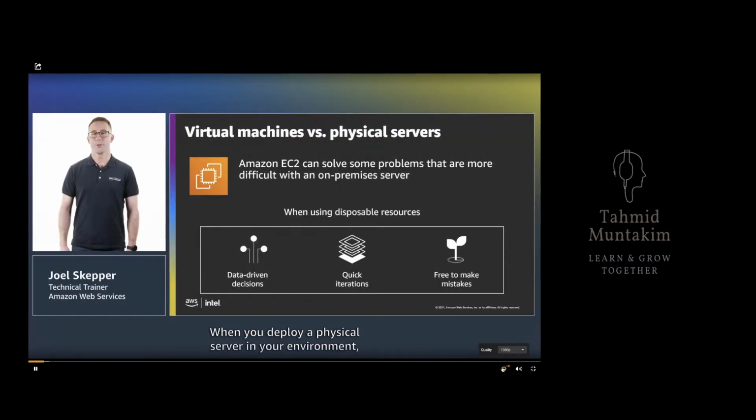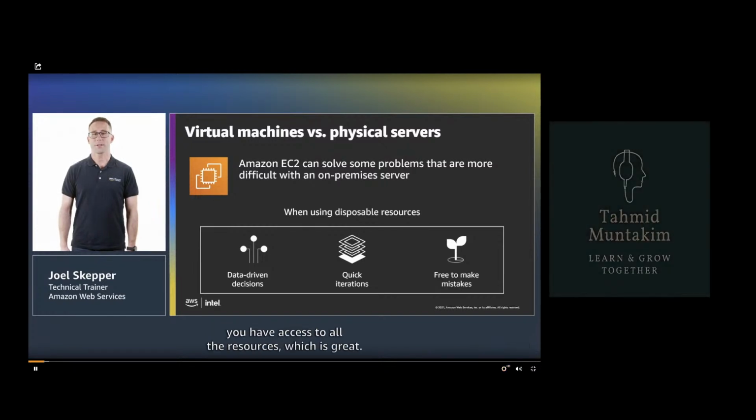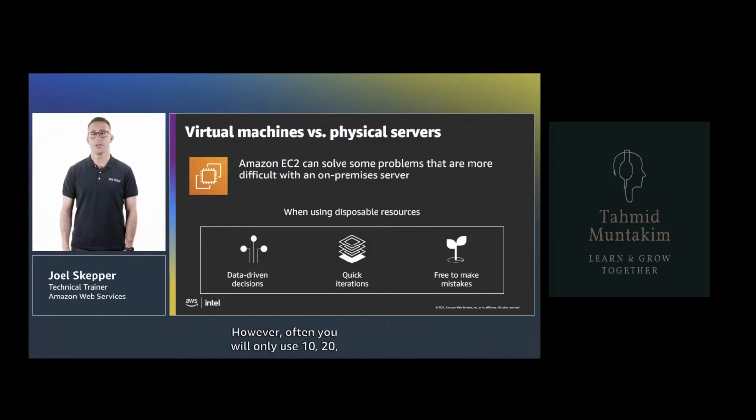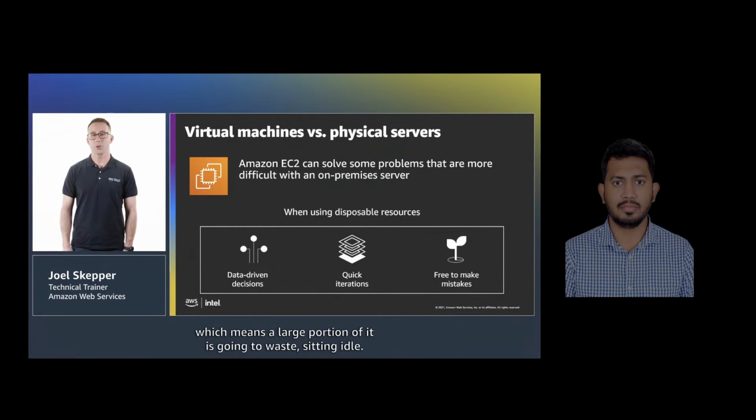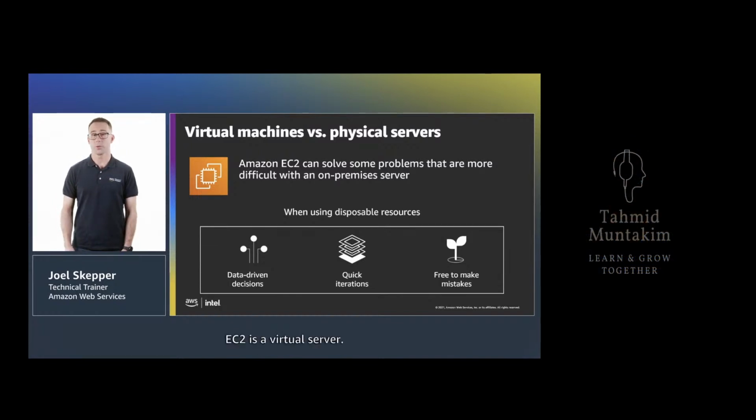When you deploy a physical server in your environment, you have access to all the resources, which is great. However, often you will only use 10, 20, maybe even 30% of that resource, which means a large portion of it is going to waste, sitting idle. Resources you've paid for, but not actually utilizing. EC2 is a virtual server.